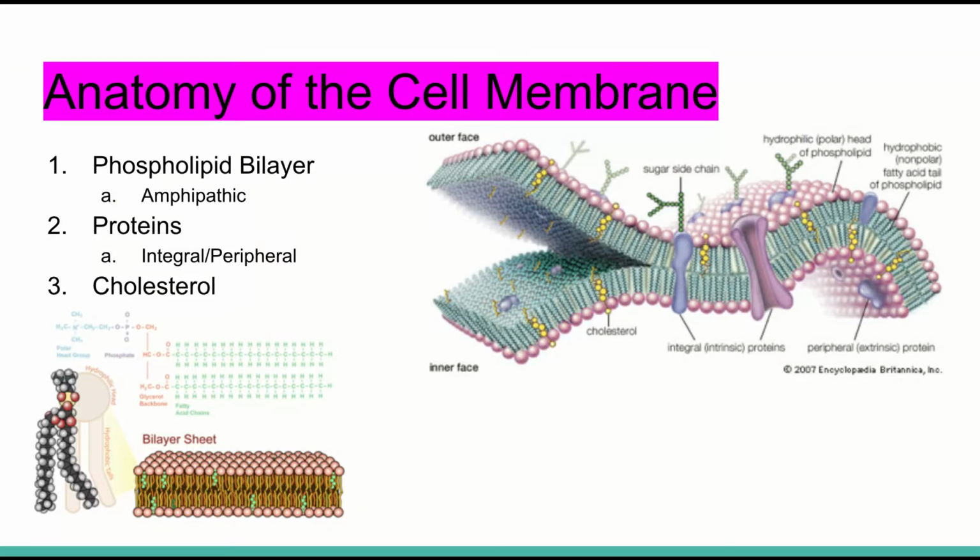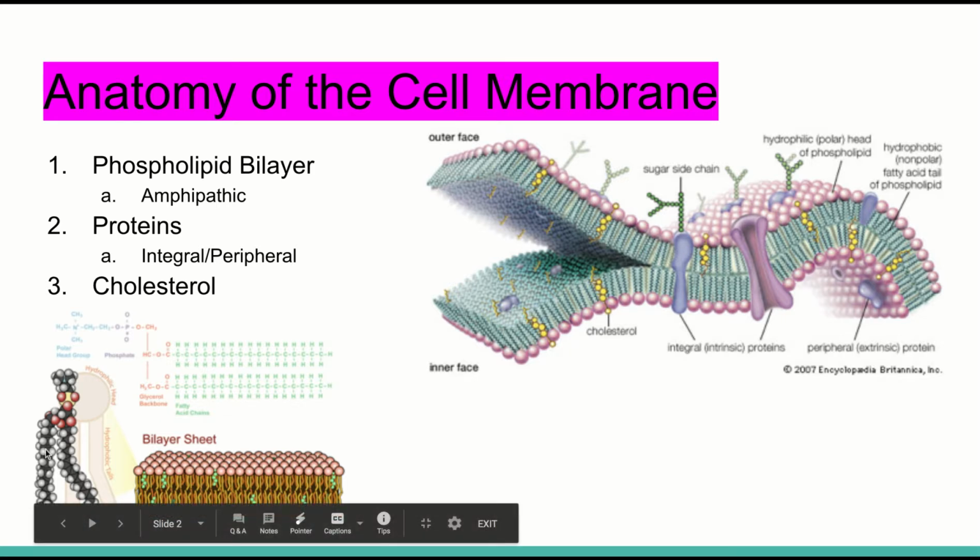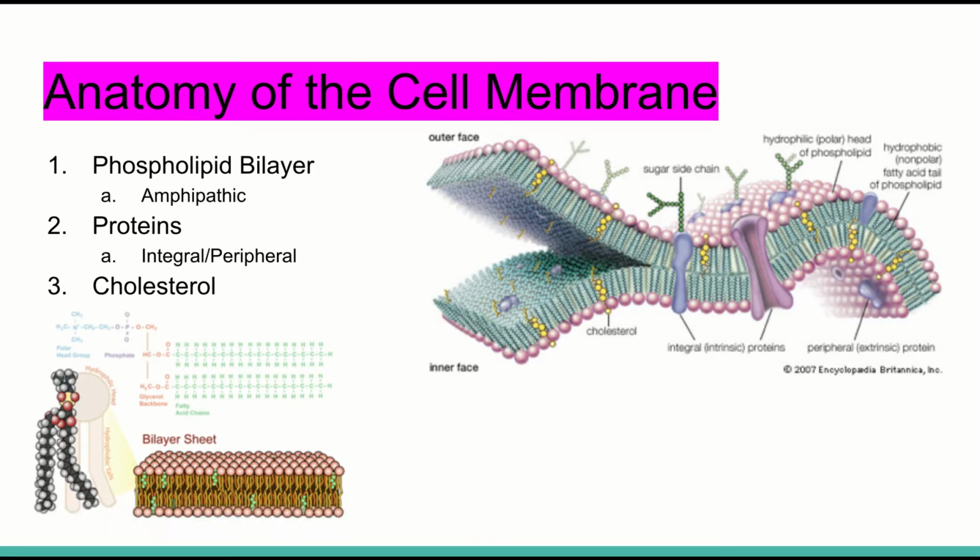The cell membrane is composed of many different molecules, but the three most important molecules are phospholipids, proteins, and cholesterol. Phospholipids, shown here, contain a hydrophobic hydrocarbon tail and a hydrophilic phosphate head. Because it is both hydrophilic and hydrophobic, it is considered to be amphipathic.